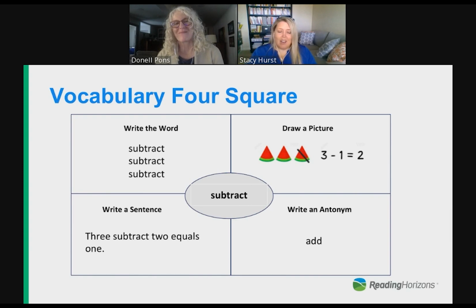And then I have them write a sentence when it's appropriate. And then when we talked about going over non-examples too, they can be just as powerful. So an antonym would be to add, right? We're putting something into, not pulling it or dragging it away from. So that's one example in math.